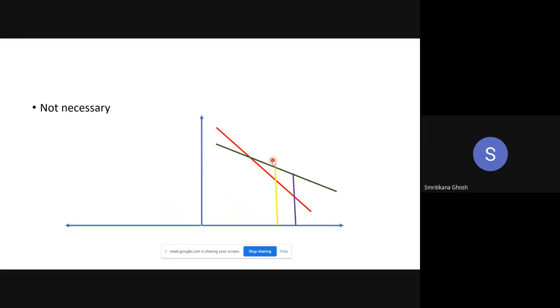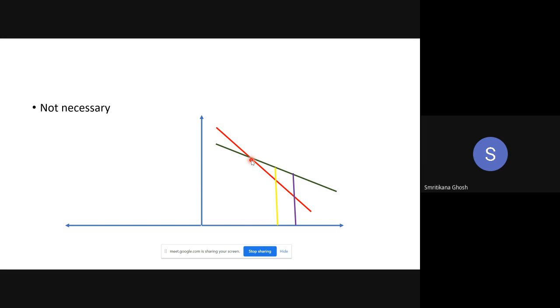Now look at not necessary. You have factor intensity reversal in this diagram, but still you have factor price equalization. As I said, they are on one side of the reversal point. You have an overlapping zone, so you are getting factor price equalization. There is scope to have factor price equalization, but still there is factor intensity reversal. So the claim that you need no factor intensity reversal to get factor price equalization is not true. You may have factor intensity reversal, still you will get factor price equalization.